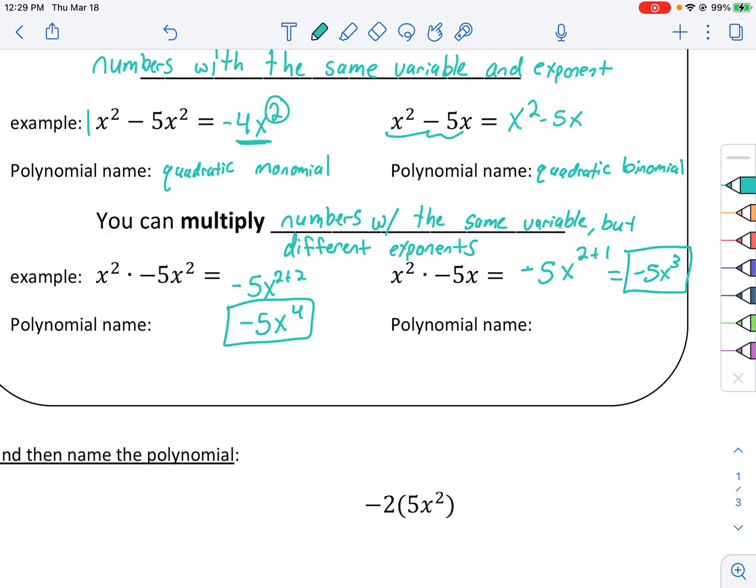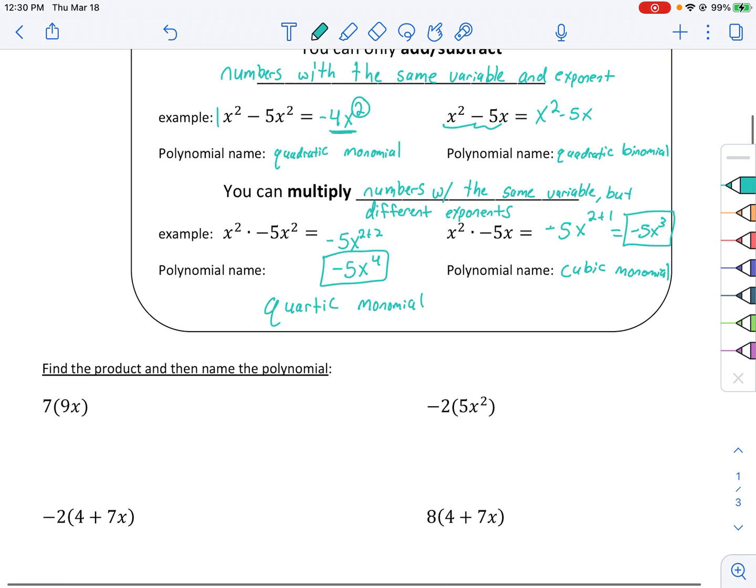All right, the name for this polynomial, 4th power, this is called our quartic. And then it's one term, so monomial again. 3rd power, this is called our cubic, and one term, monomial. So just a little bit of polynomial naming review.